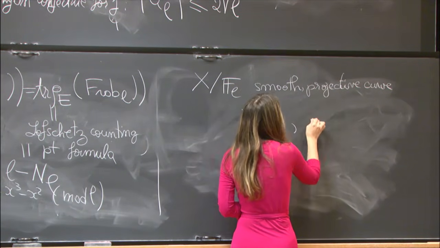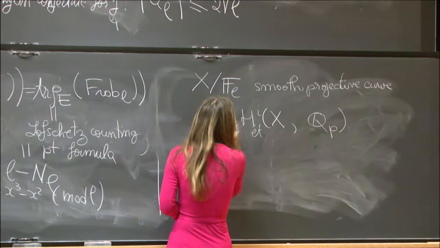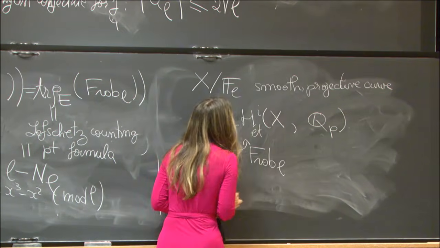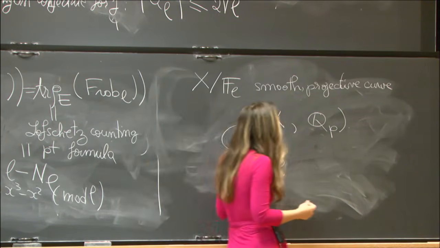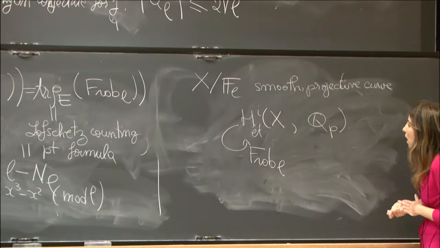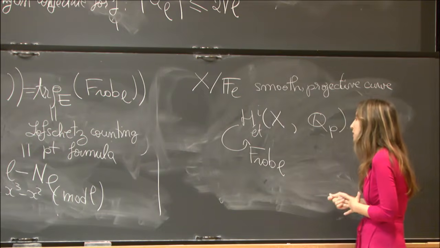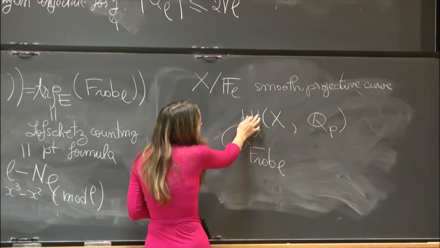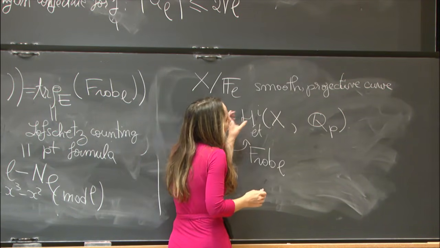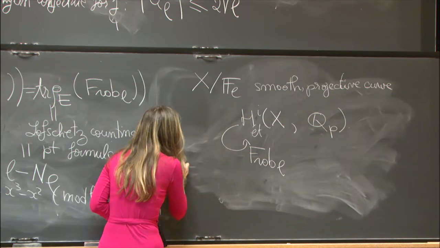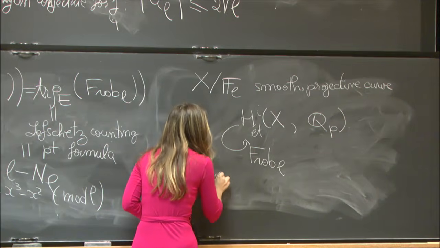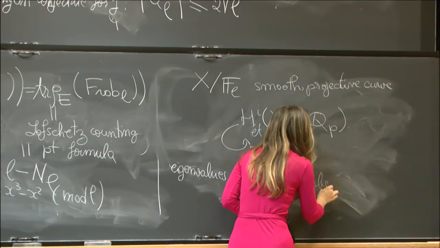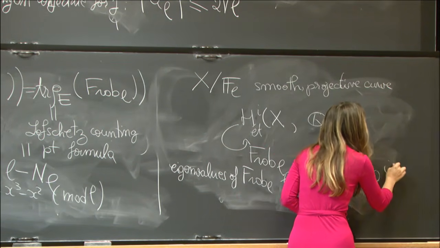So this étale cohomology with Q_p coefficients, because the étale cohomology comes with a Galois action, this has the action of the Frobenius at L. And what the Weil conjectures tell you is that the eigenvalues of the Frobenius at L are actually algebraic numbers. And if you embed them into the complex numbers in any way, then their absolute value is going to be determined just by the degree of the cohomology group that you're in. So the eigenvalues of the Frobenius at L have absolute value always L to the I over 2.